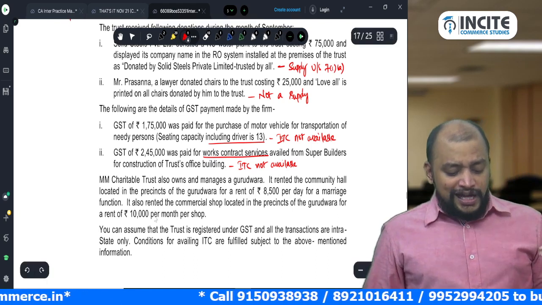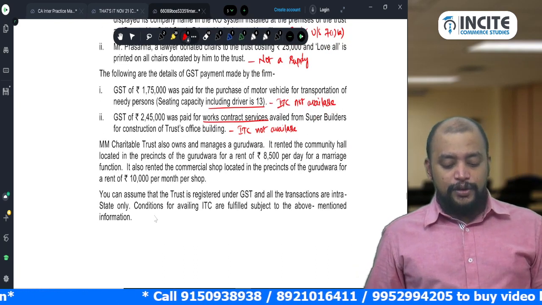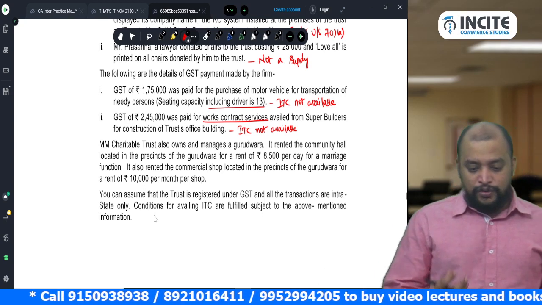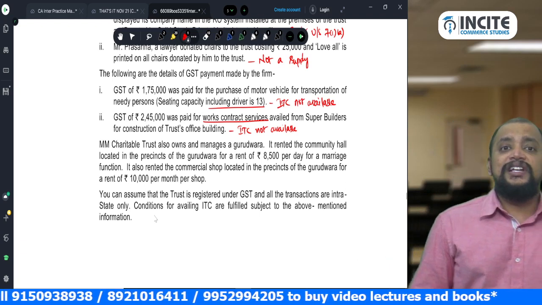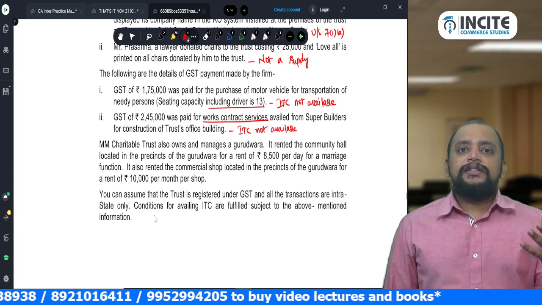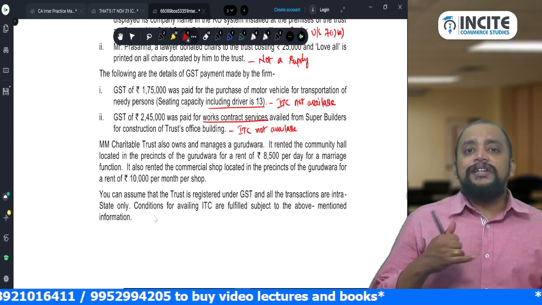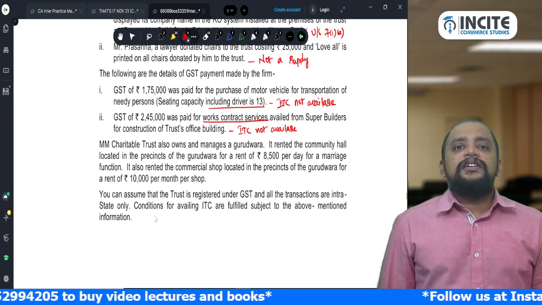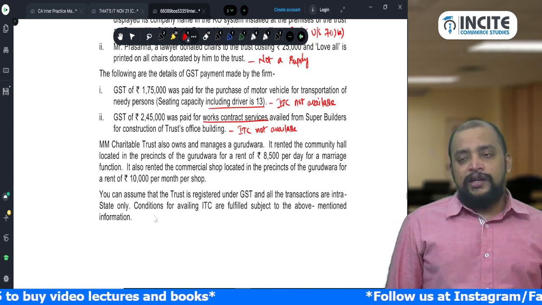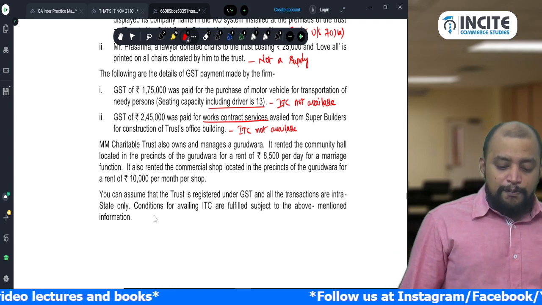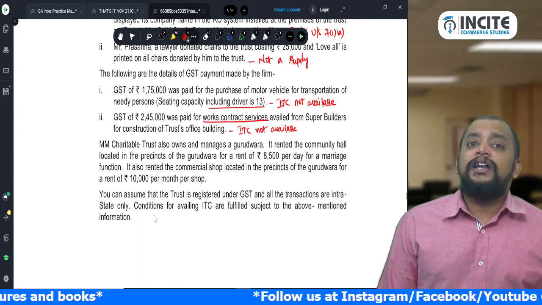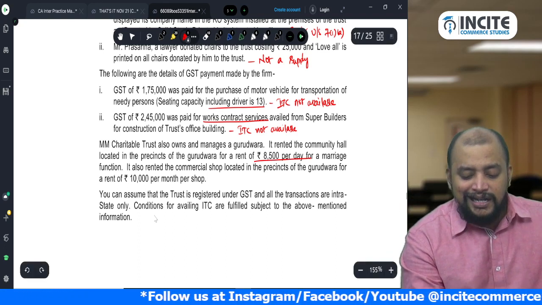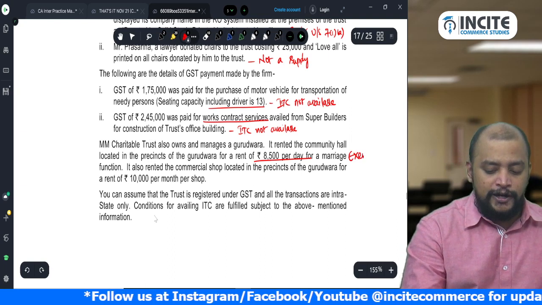Now, the Charitable Trust also owns and manages a Gurudwara. It rented the community hall located in the precincts of the Gurudwara. Gurudwara is a religious place. Okay. So first, a religious place which is under the control of a charitable trust. The precincts of the religious place is given on rent. Okay. For what purpose? For marriage function. It is exempted if per day rent is less than 10,000. Here per day rent is less than 10,000. Therefore it is exempted.